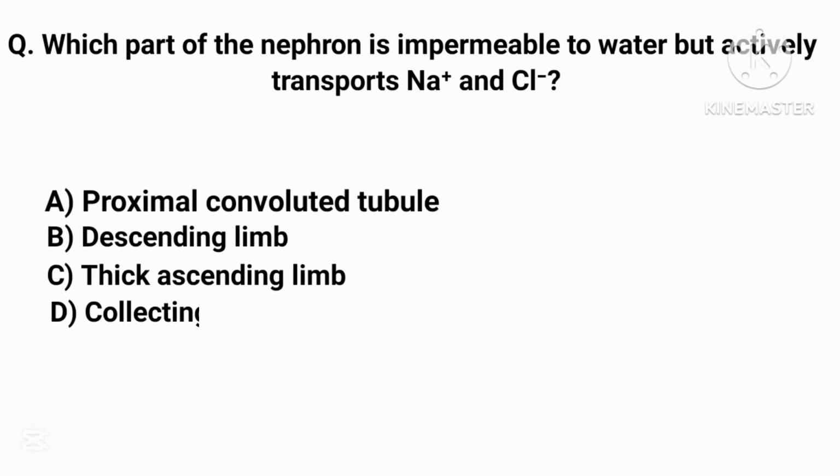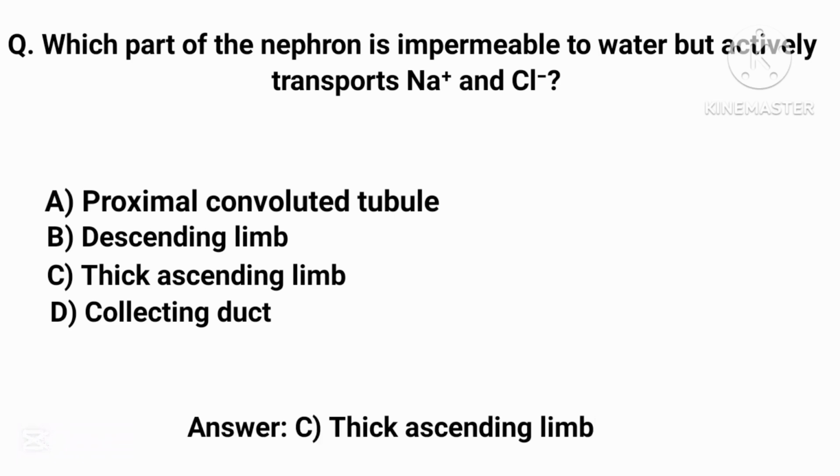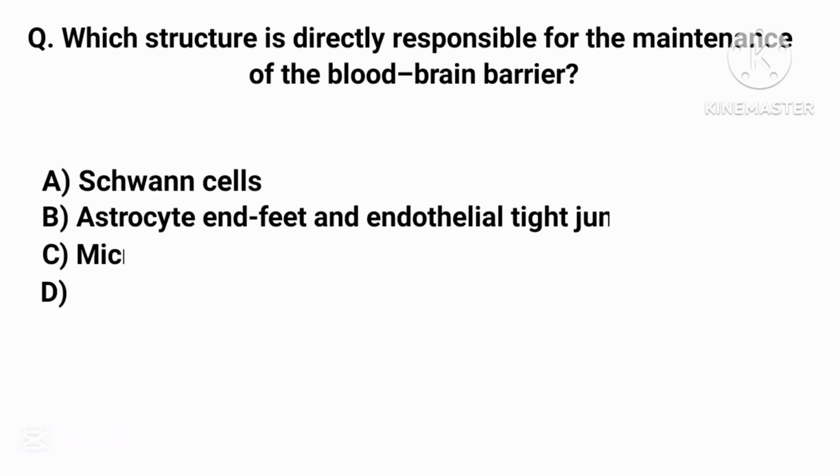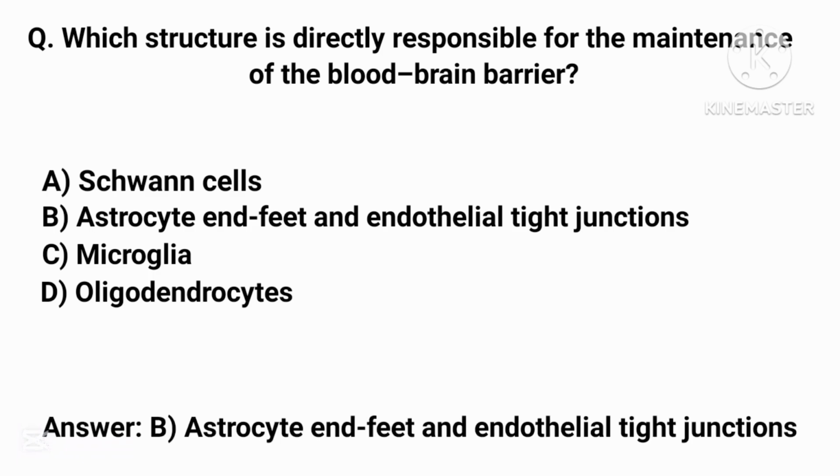Which part of the nephron is impermeable to water but actively transports sodium and chloride? Correct answer is option C, thick ascending limb. Which structure is directly responsible for the maintenance of the blood-brain barrier? Correct answer is option B, astrocyte end feet and endothelial tight junction.